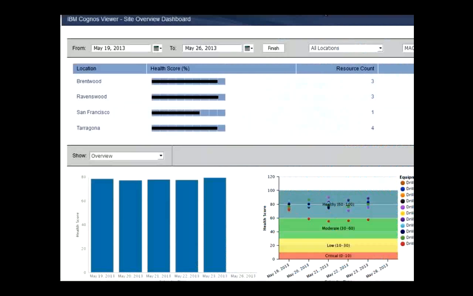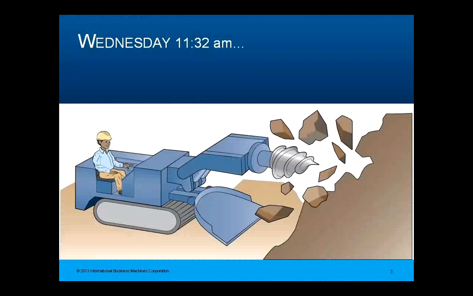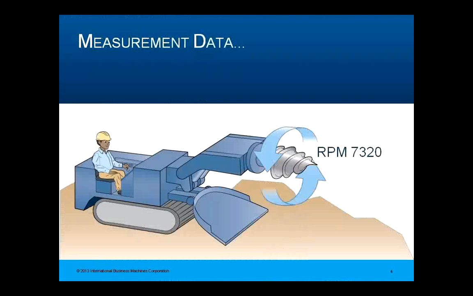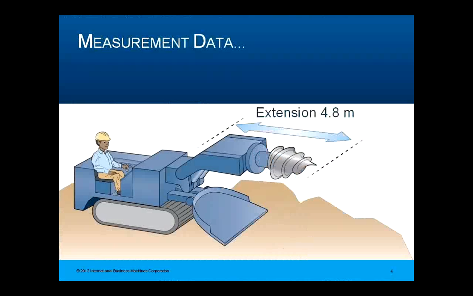Before we go deeper into the Cognos reports and how these are generated, let me do a little bit of setup of what we're looking at and how that data is being captured. So here we have a representation of a generic field asset. It's a drilling machine. There's several different measurements that we're looking at. Here, an example of that is an RPM. Another example might be the extension length of the drilling.